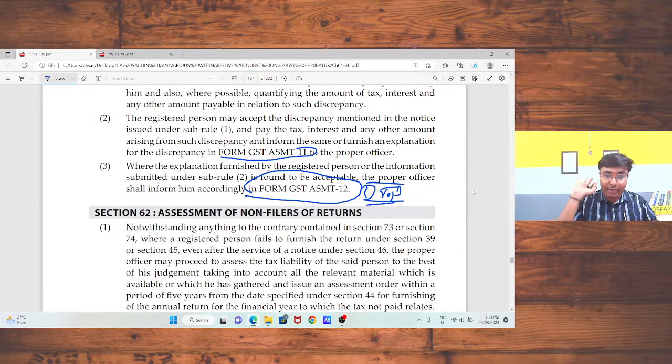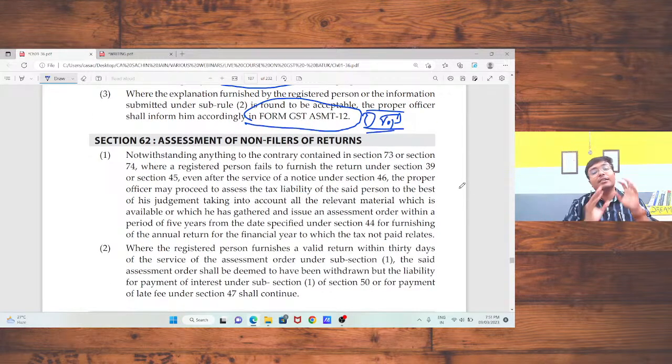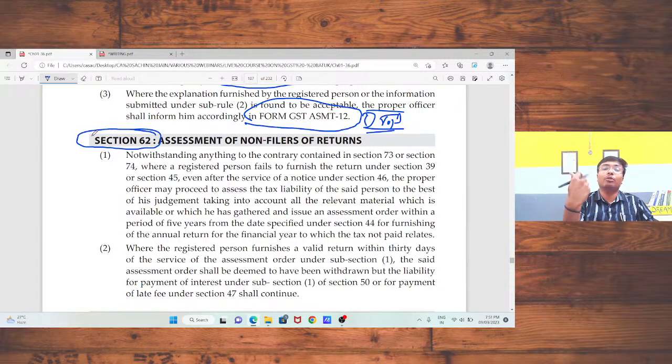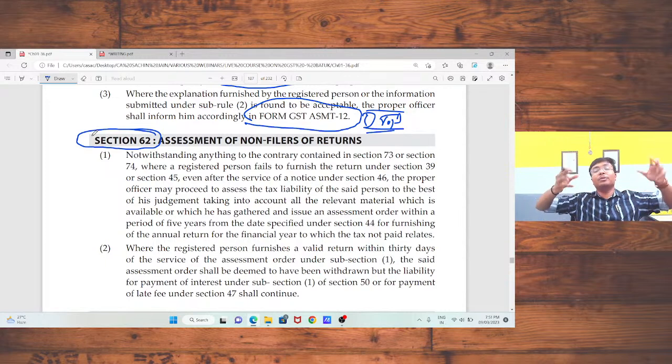Is that okay sir? Now we had discussed earlier a situation that if you have taken the registration and you are not going to file the return, in that case under section 62 of the CGST Act, the departmental authority is going to do your assessment on the best judgment basis, on the basis of information available with the departmental authority, as a non-return filer.